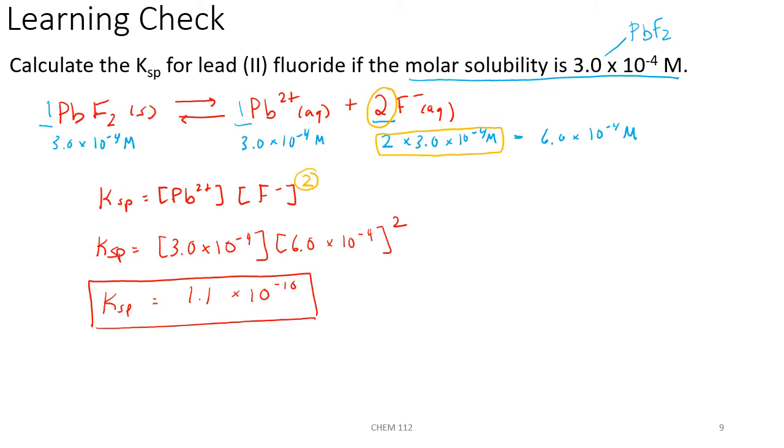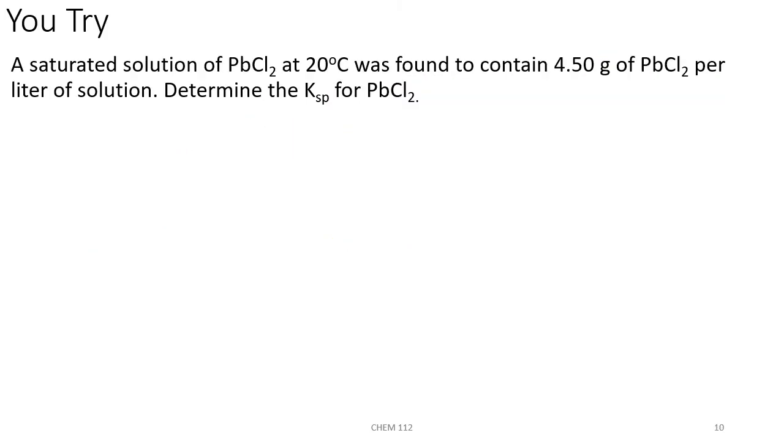A saturated solution of lead 2 chloride at 20 degrees C was found to contain 4.50 grams of lead 2 chloride per liter of solution. Determine the KSP for lead 2 chloride. In this problem, we weren't given the molar solubility directly, but we were told some information that will allow us to calculate the molar solubility of our lead 2 chloride.